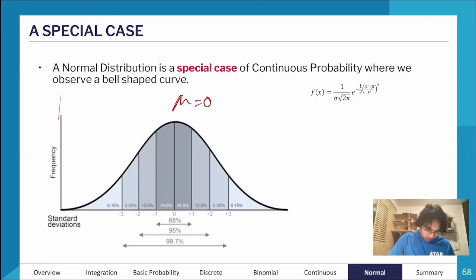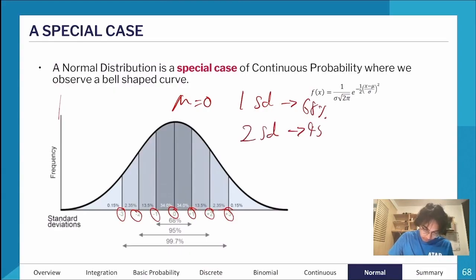So we can see here we have standard deviations, right? And each standard deviation captures a certain percentage of the curve. This is something you need to know. With normal distributions, one standard deviation is always going to capture 68% of the curve. So 1 standard deviation is 68%, 2 standard deviations is going to cover 95%, and 3 standard deviations is going to cover 99.7%.